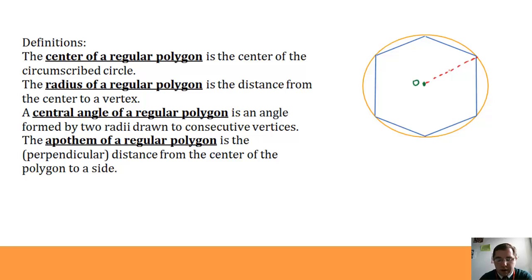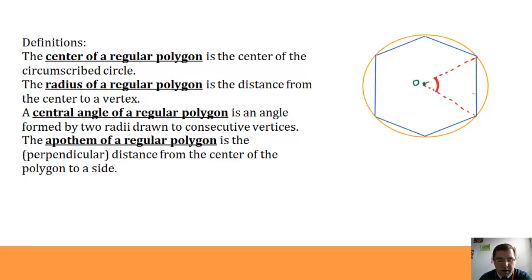A central angle of a regular polygon is an angle formed by 2 radii drawn to consecutive vertices. So I've drawn one radius to a vertex. If I draw another one to a consecutive vertex, like this one, then I'm forming a central angle of the polygon, which is also a central angle of the circumscribed circle. But here we're interested in the polygon, so we define that to be a central angle of the polygon: an angle whose vertex is the center of the polygon and whose sides extend from the center to consecutive vertices of the polygon.